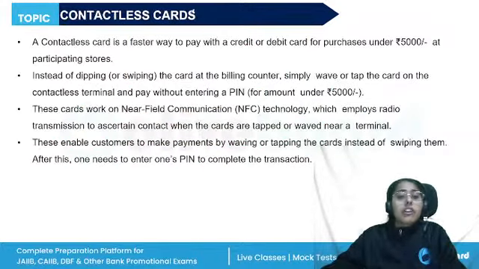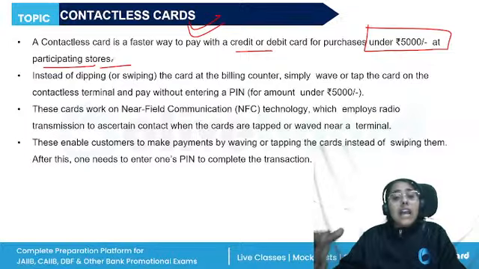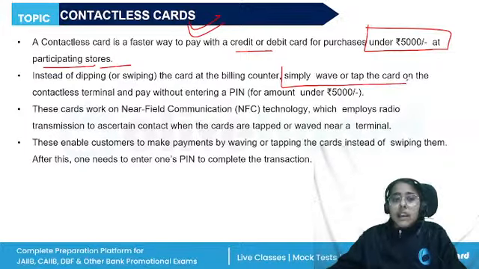Then we also have a contactless card, which is more popular today. It is a faster way to pay with a credit or debit card for the purchases under rupees 5,000 at the participating stores. So without making any contact at the billing counter, instead of dipping or swiping the card, we can simply wave or tap the card on the contactless terminal and pay without entering a PIN number. But the limit has been set to rupees 5,000.